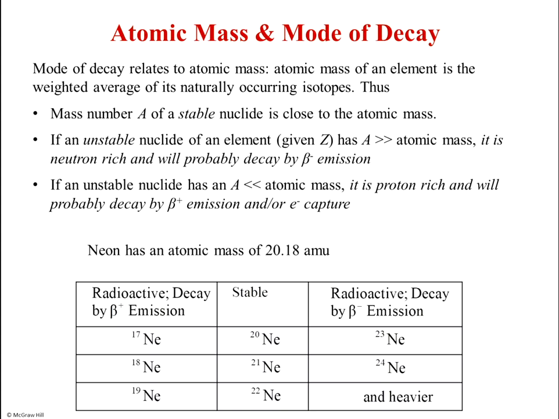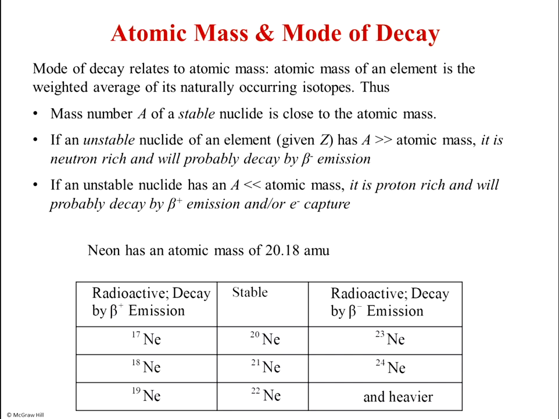So we have what we know to be the atomic mass of an element. If the mass number A of a stable nuclide is close to the atomic mass, then it's going to be right in the region we expect. So we want our nuclides that are going to be stable to have a mass number that's close to the atomic mass. What about the unstable nuclides?